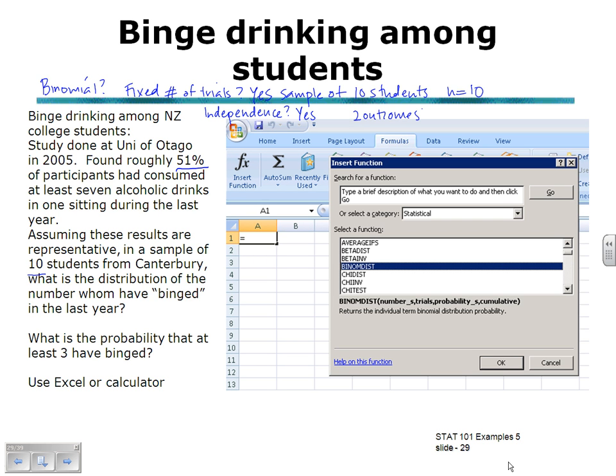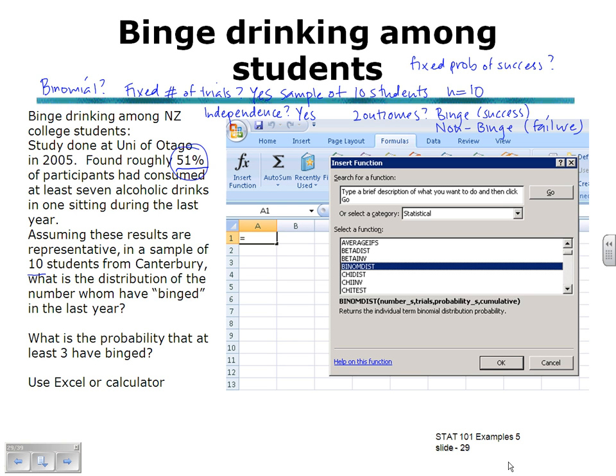If we regard success as the number of binge, so binge drinking is our success, and non-binge drinking our failure, if you like. And the probability of a success remains the same in all trials. The question tells us that 51% of participants had consumed at least 7 alcoholic drinks in one sitting.